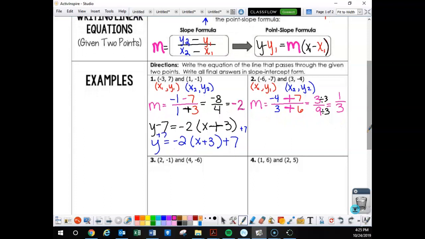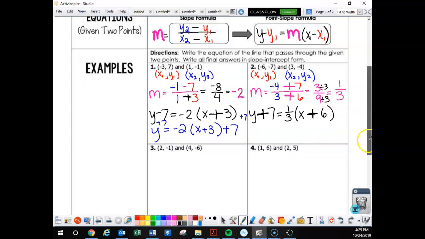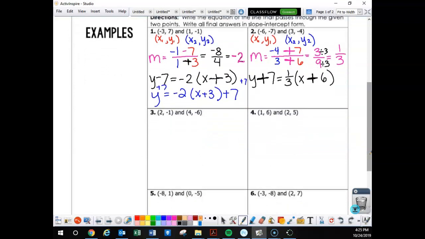So my slope is 1/3, and I'm going to plug that into my point-slope formula using point 1. So y minus y1, which is negative 7, equals 1/3 times the quantity x minus x1, which is negative 6. Both of these negatives together become positive, and so do these. So x plus 6. Try number 3 and 4, and then once you do that, press play so you can see if you got them right.